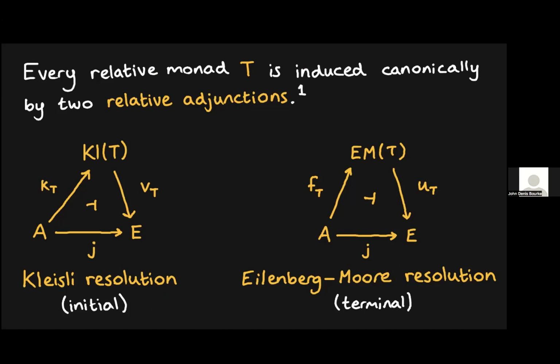And these are initial and terminal in various categories of resolutions of the relative monad. So they act in the same way as the usual Kleisli and Eilenberg-Moore constructions.